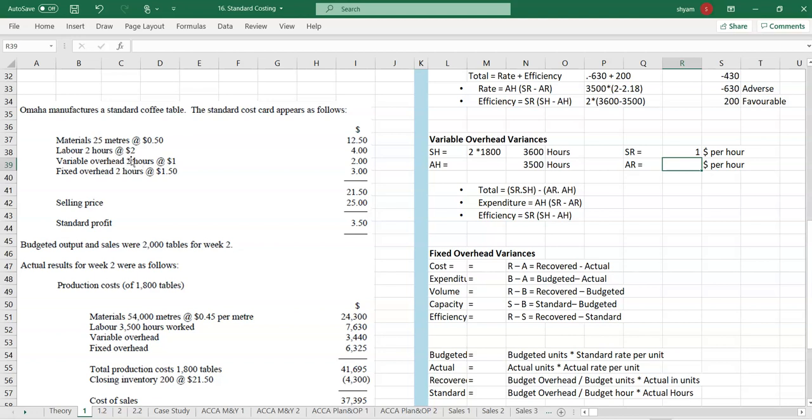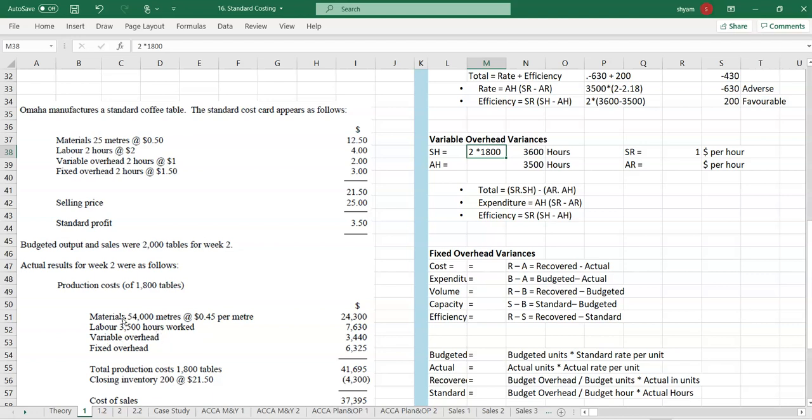Sometimes they will never give this 2 hours at all. If they don't give it, the assumption is that whatever the standard labor hour is, the same is applicable for the variable overhead hours. In case the number changes, which happens rarely in some questions, then you have to compute it. In that case you have to assume it's going to be 1 variable hour, so you have to put 1 into 1800.